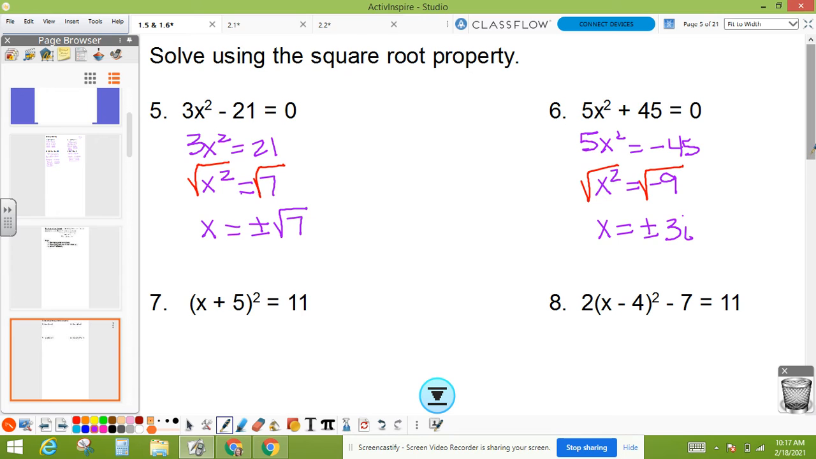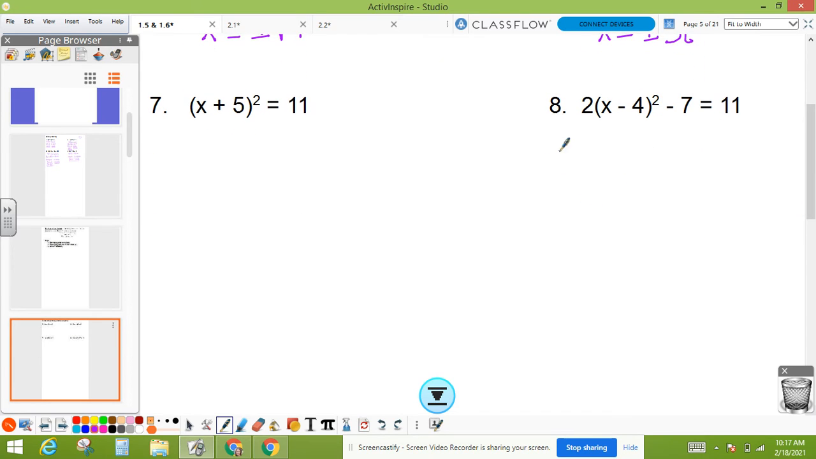All right, so number 7. Your squared term is already by itself, so you're just going to take the square root of both sides. X plus 5 comes out because square root and squared are inverses. They undo each other. You put the plus or minus, and then the square root of 11 doesn't simplify and it doesn't have a square root. So it just looks like this.